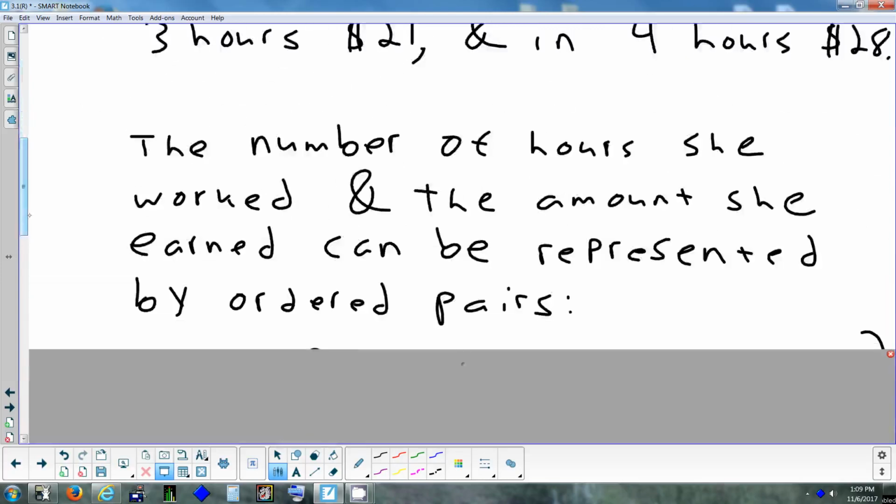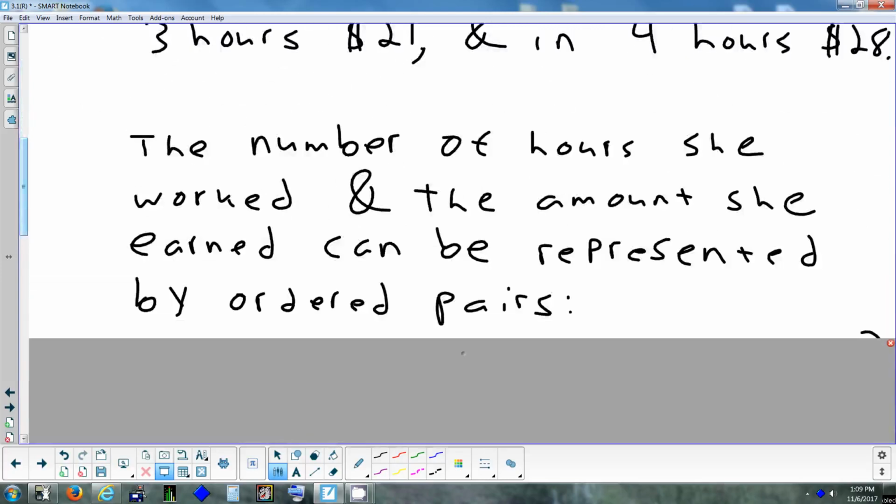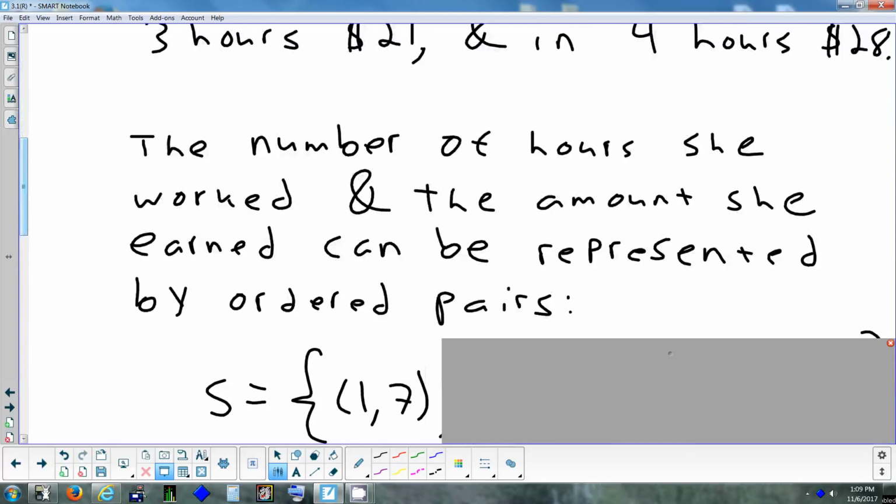So, we can represent how many hours she worked and how much money she made as ordered pairs. Okay, and I think this is the first thing we can write down. So, how much money did she make for 1 hour? $7. So we could write down (1, 7). 1 is hours, 7 is dollars. And that's how it's going to be set up in all of our coordinates.